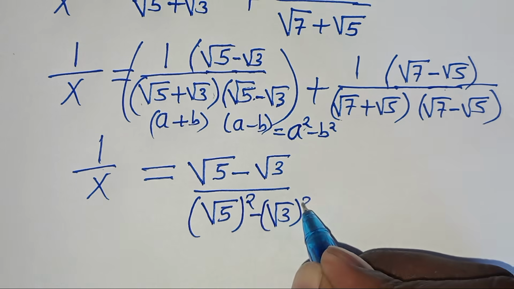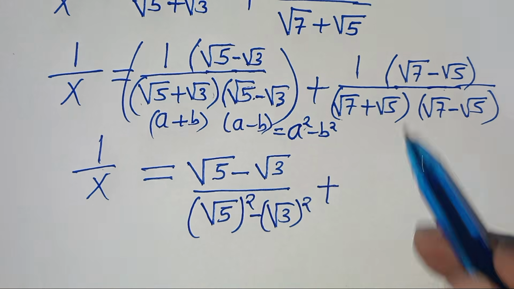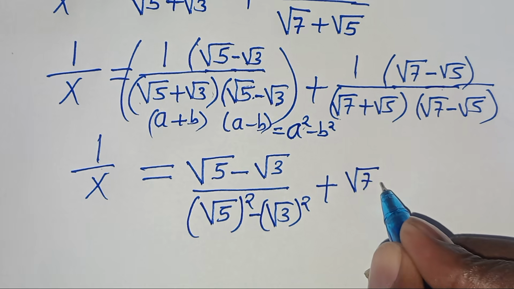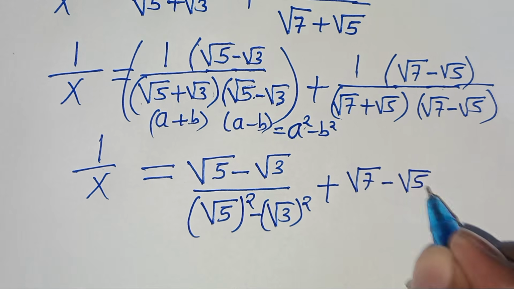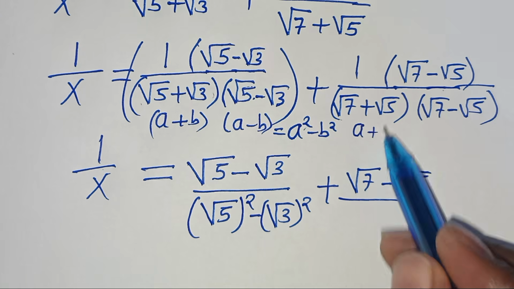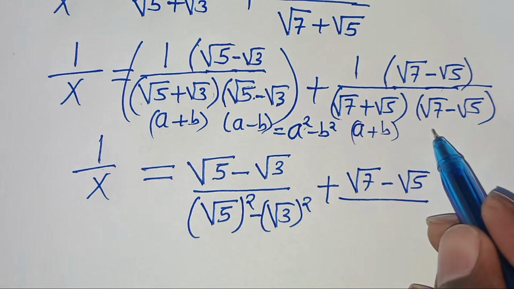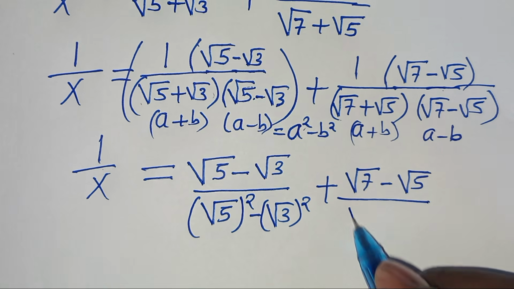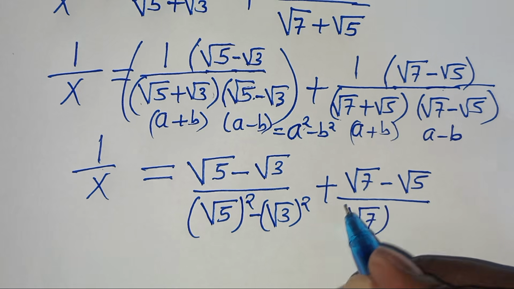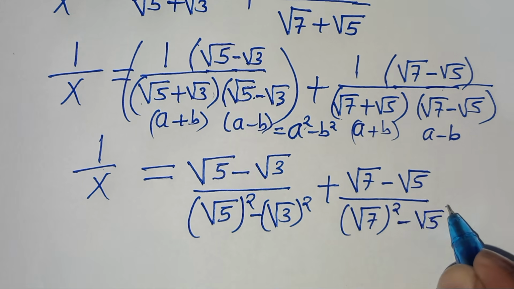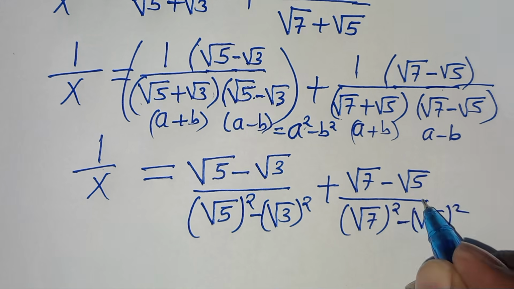to the power of 2, then plus, in the numerator here we have square root of 7 minus square root of 5 divided by, the same case here, this is in the form of A plus B multiplied by A subtract B. So here we have square root of 7 raised to the power of 2 subtract square root of 5 raised to the power of 2.